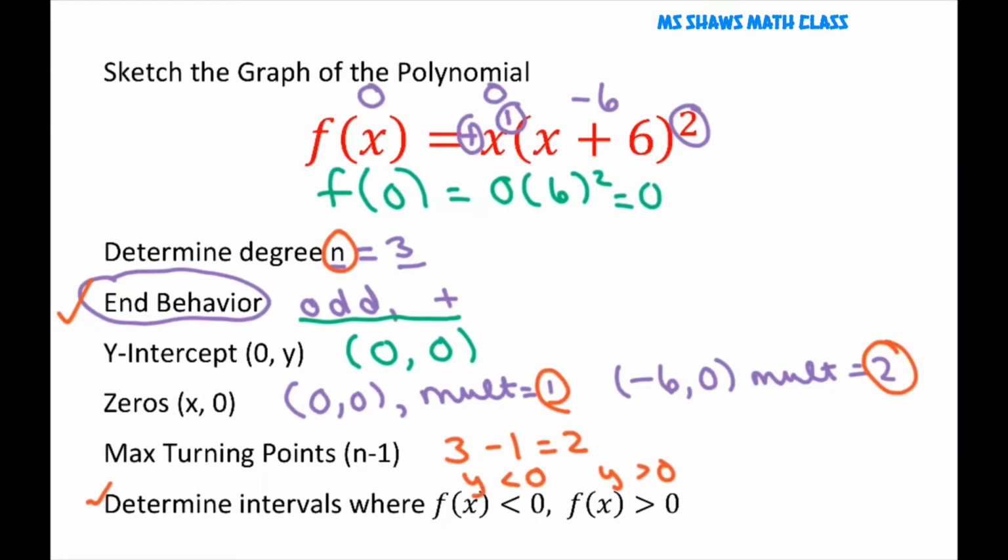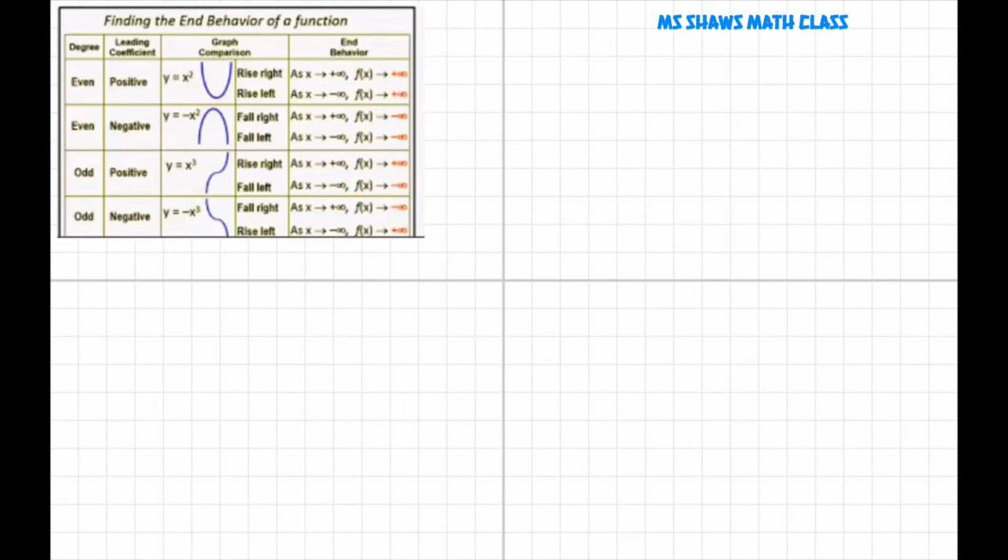We need to know that our n is an odd number and our lead coefficient is positive. Our degree is 3, which is odd, and we have a positive lead coefficient, so that means we're in this area here. So this is your end behavior right in there. And when we graph this, something like that, what we're looking at is the end behavior, that piece and this piece.